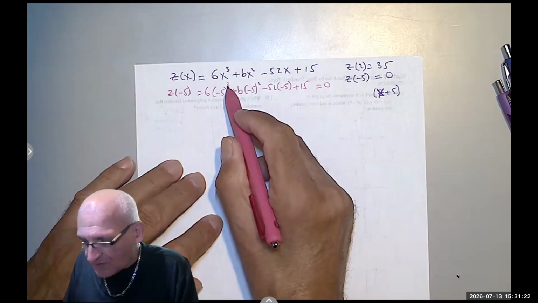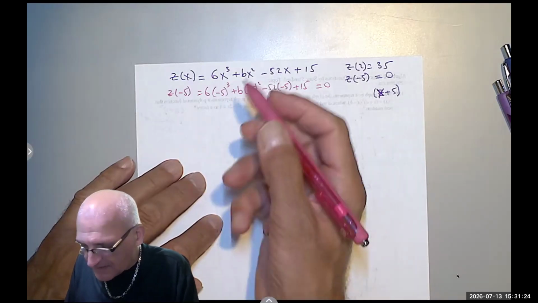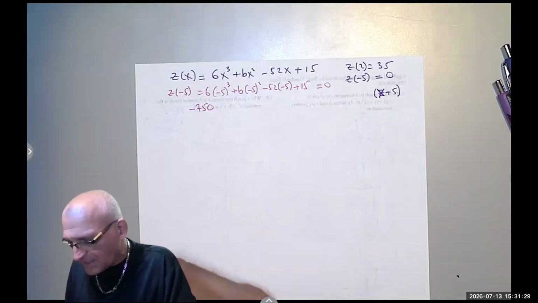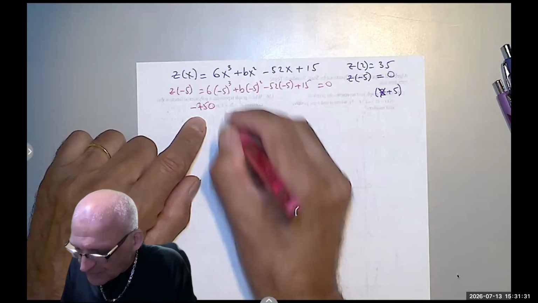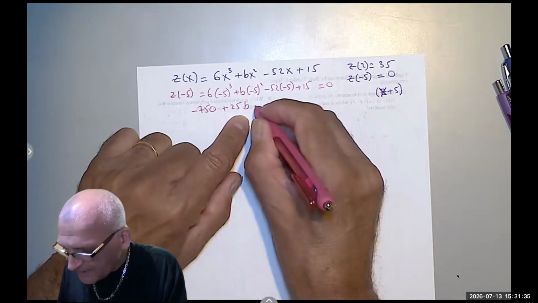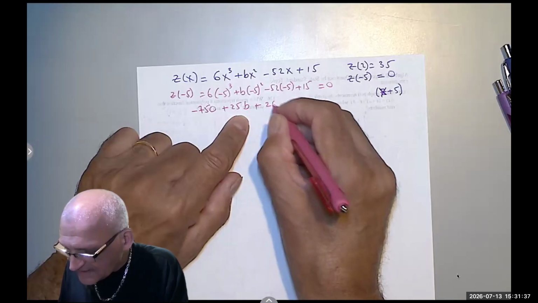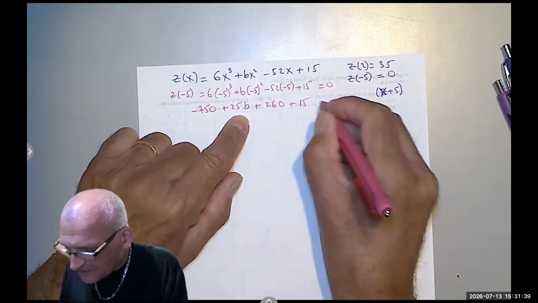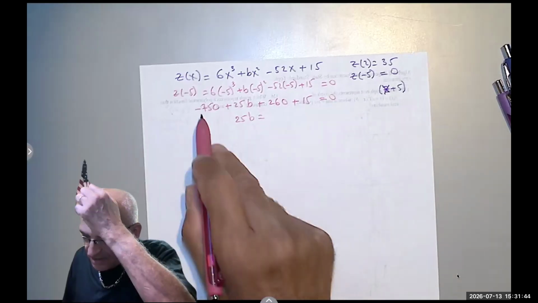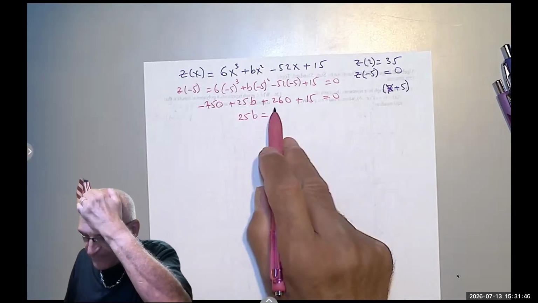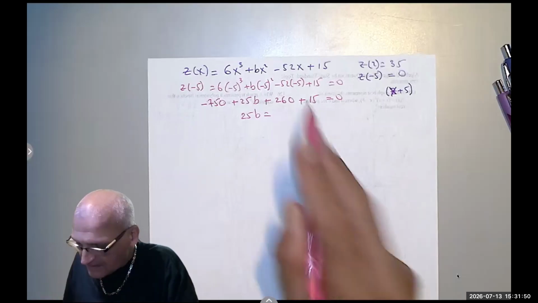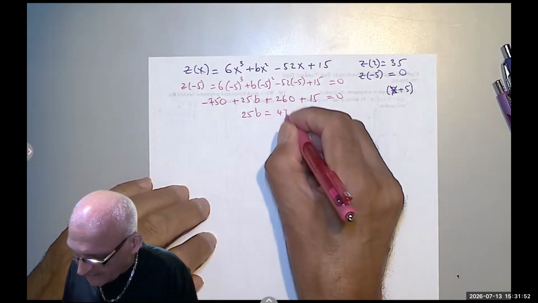-5 cubed is -125 times 6 is -750. You can use the calculator, it's easier. And this would be plus 25b. And this is plus 260 plus 15 equals 0. So 25b equals 750 minus 260, that's 490, minus 15 is 475.